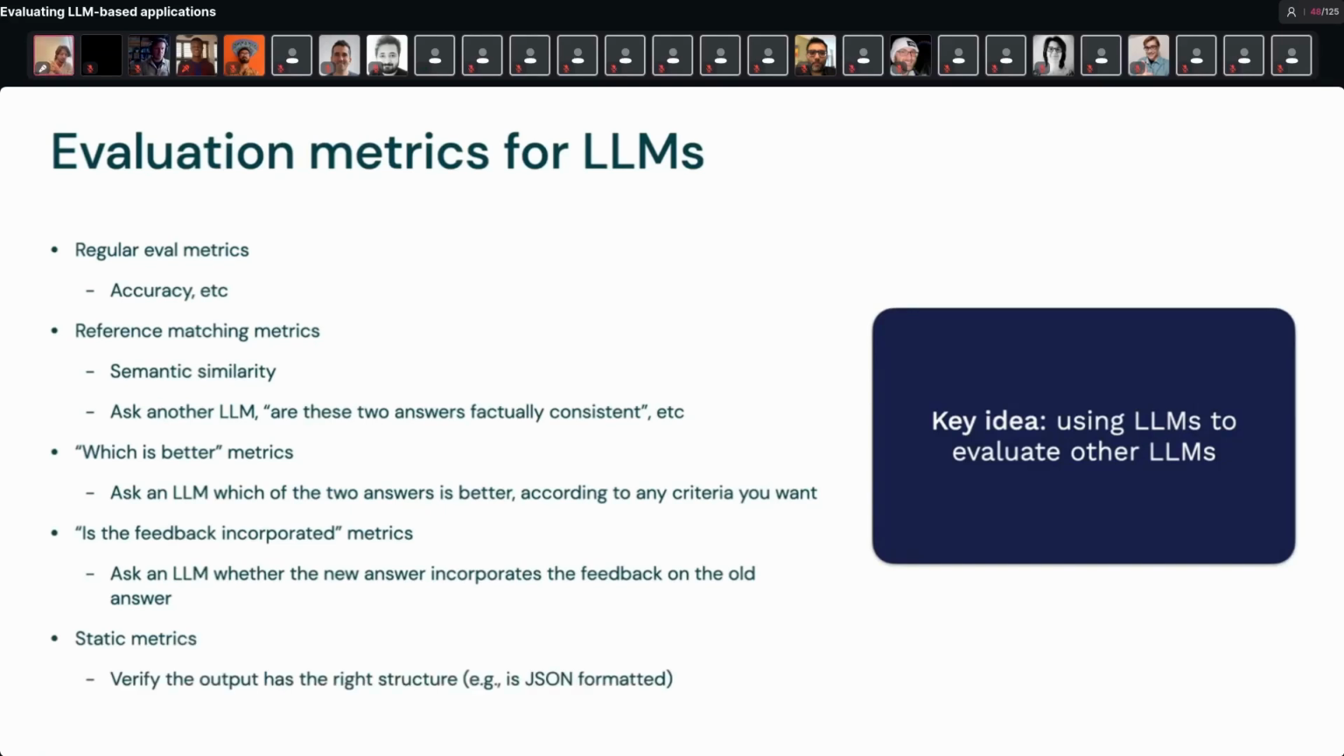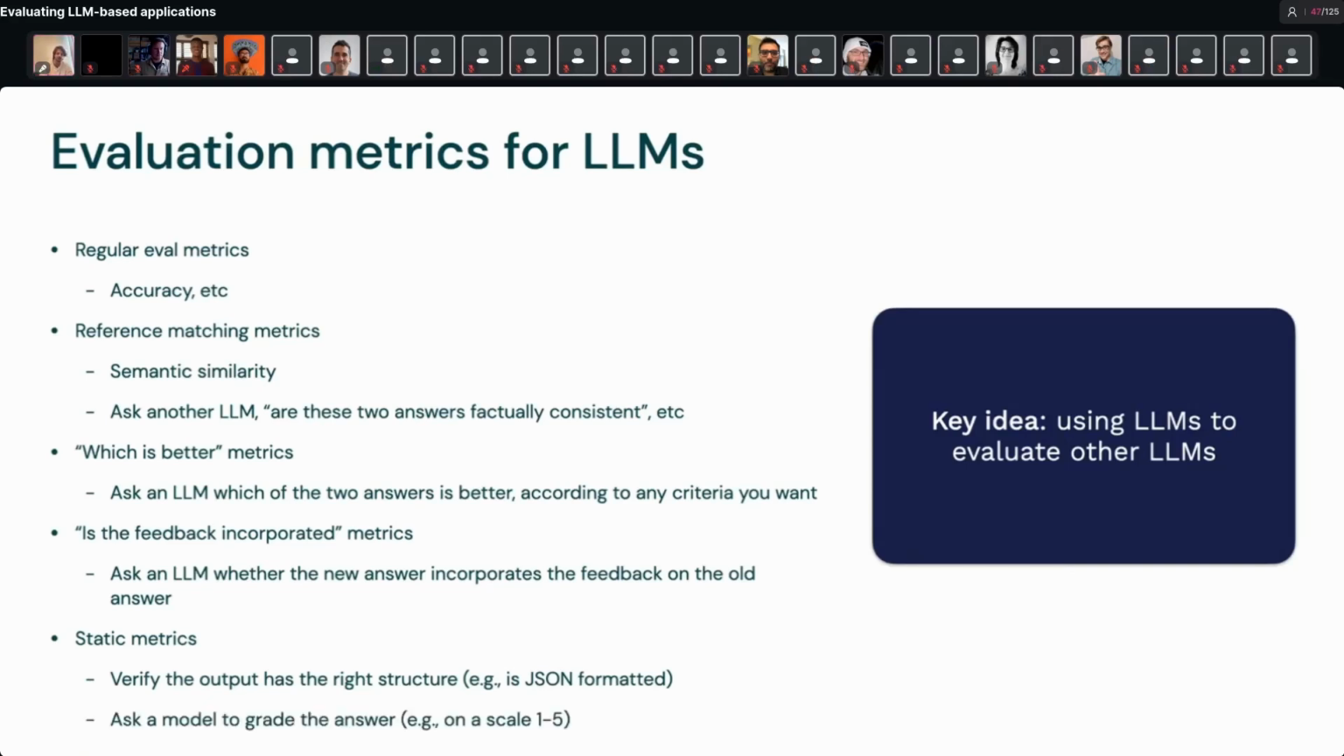And then finally, if you don't have access to any of that, then you can compute static metrics on the output of a single model. The easiest and most deterministic way is to verify that the output has the right structure. But more interesting, though harder to get right, is asking the model to grade the answer, like give it a score on a scale of 1 to 5 as to how factually correct the answer is, for example.